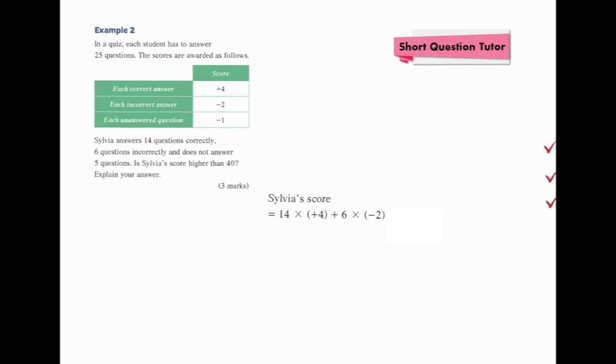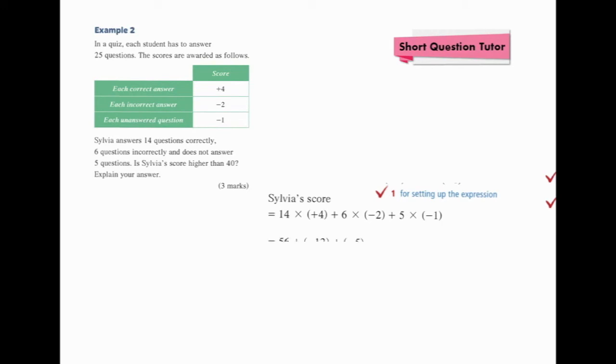Finally, she does not answer 5 questions and got 1 point deducted for each question. We write 5 times -1. Add these 3 terms together. We get the first mark for setting the correct expression. Then, all we need to do is to work on the computation of directed numbers.